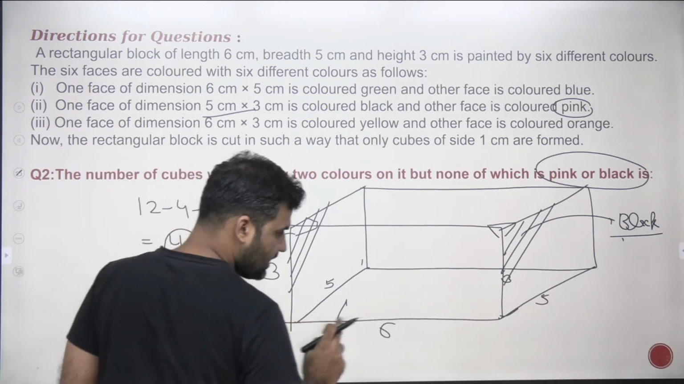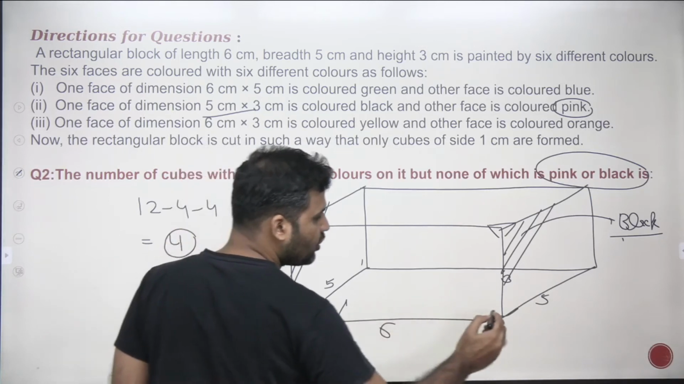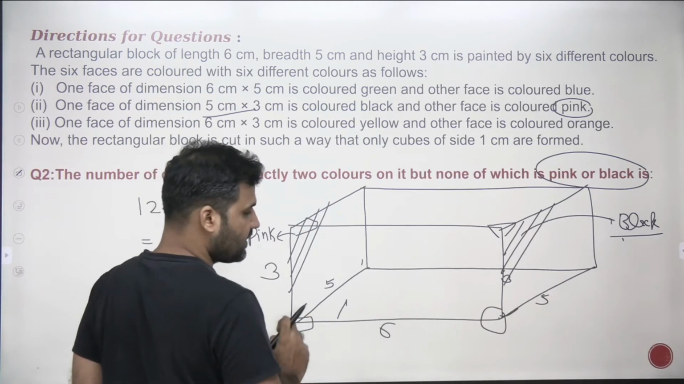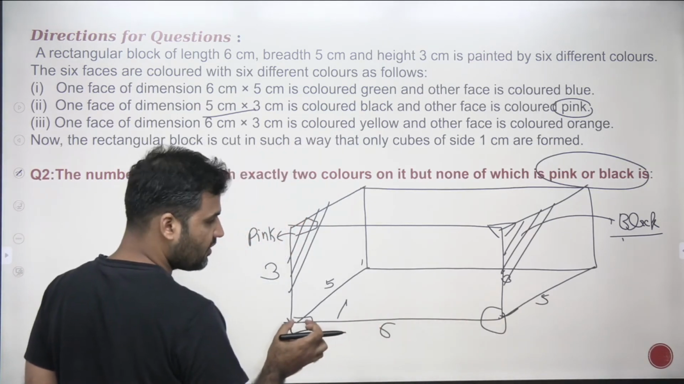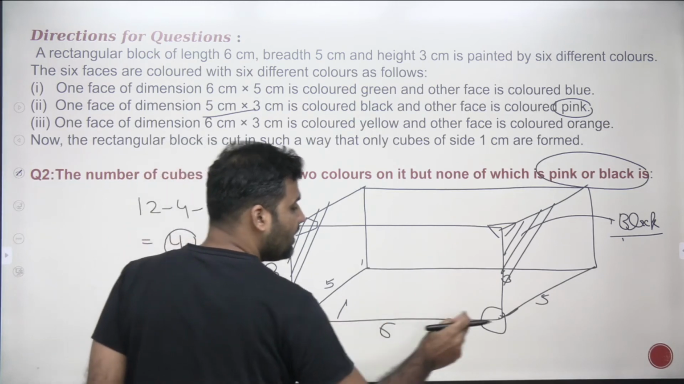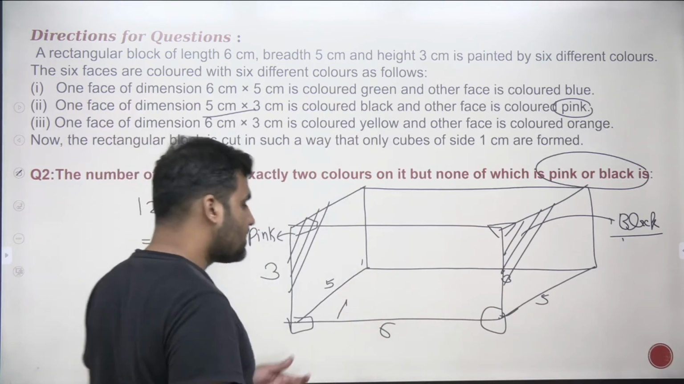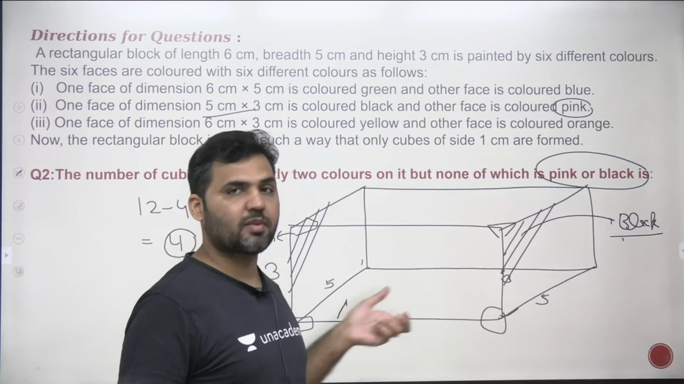Now you see that this is 6 centimeter in length. If I subtract the corner cubes, how many cubes will be left in the middle? 4. It is 6 centimeter, and I am subtracting 1 centimeter for the corner cube from here and 1 centimeter for the corner cube from here. So I will be left with 4 cubes coming from this edge, and those cubes will have 2 colors on them, and neither of them will be pink or black.